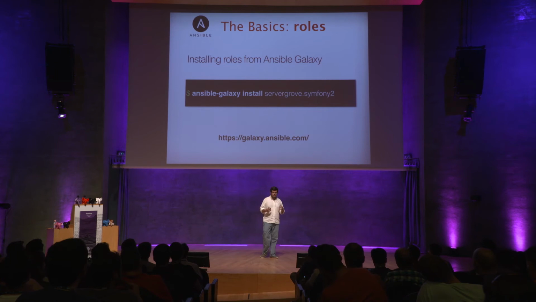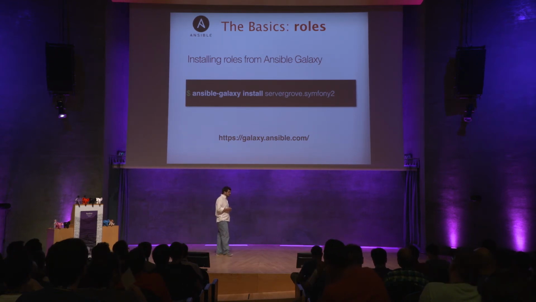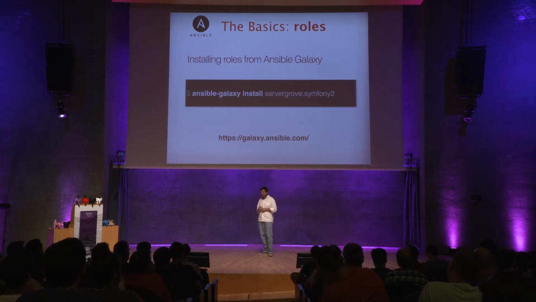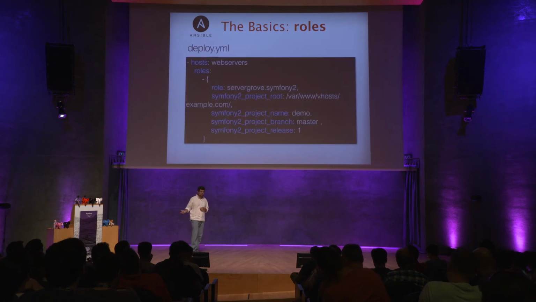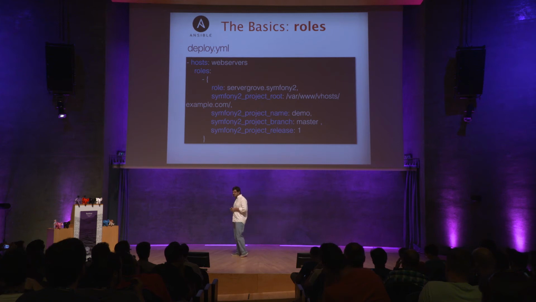And then you have the roles, which is just a collection of tasks that you can reuse. You can install roles that are shared by the community in a site called Galaxy. This is where you go and browse a collection of roles. There's thousands of them. So once you install that role, you just define it in the playbook. You can define a set of parameters or variables, and that's all you need to do to use it. Super simple.